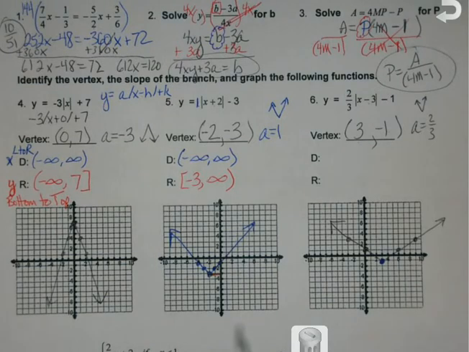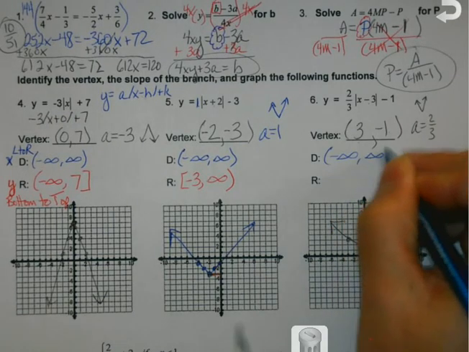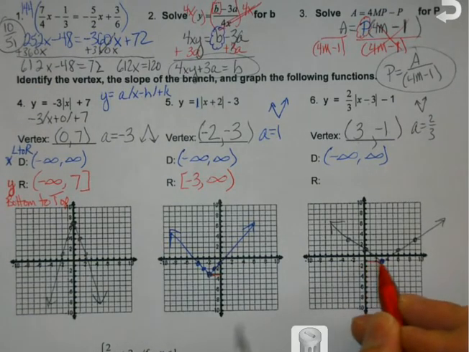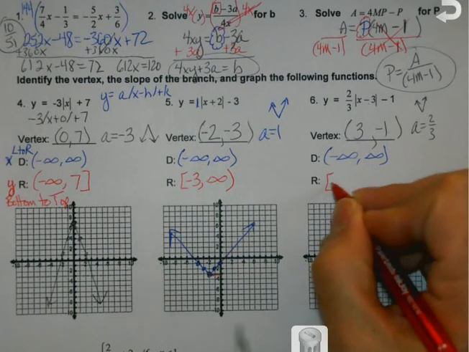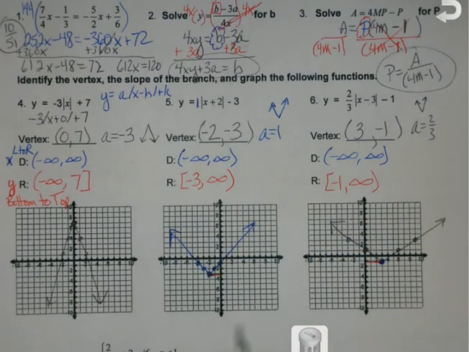So last part of this. Can anybody tell me what the domain is? I hope so at this point. Negative infinity to infinity. Okay, what about my range? What if we're going from bottom to top? What's my lowest y value? Lowest y value looks like it's negative 1. And then the arrow is up forever. So we're good to go.